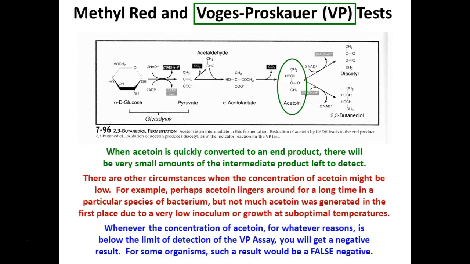So there are other circumstances when the concentration may be low. For example, it lingers around for a long time, but not much acetoin was generated in the first place, right? So you have a really small amount in that tube that we tested for. Maybe your organism wasn't grown at optimum temperatures. For whatever reason, if it's below the limit of detection of the assay, you would get a negative result. Right? So for some organisms, of course, this would be a false negative if you actually were supposed to be positive.